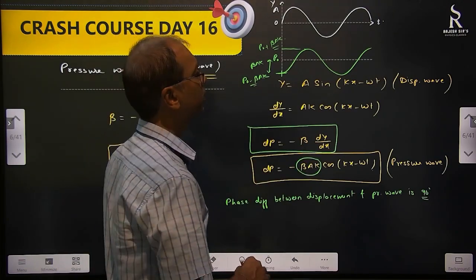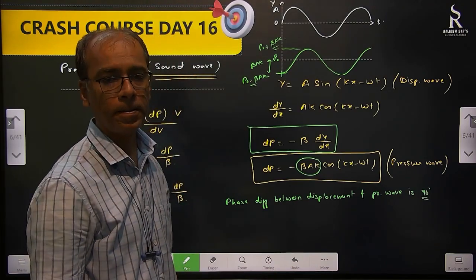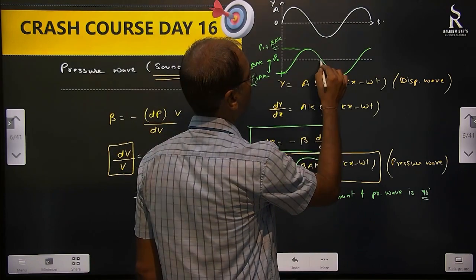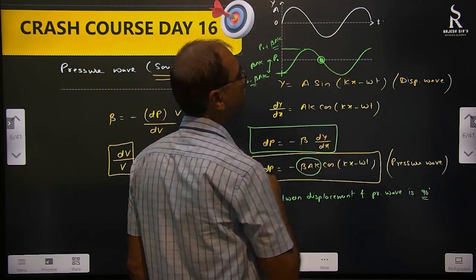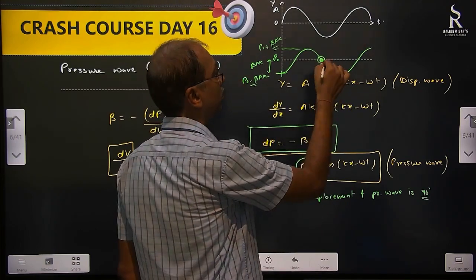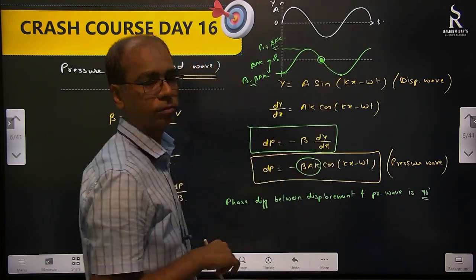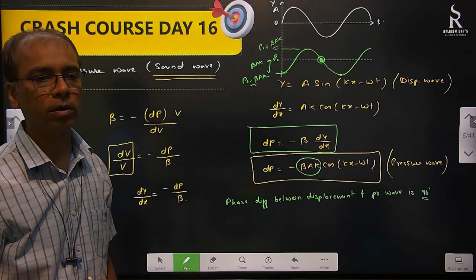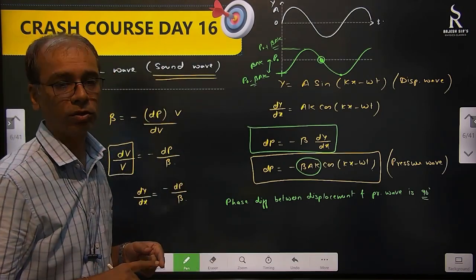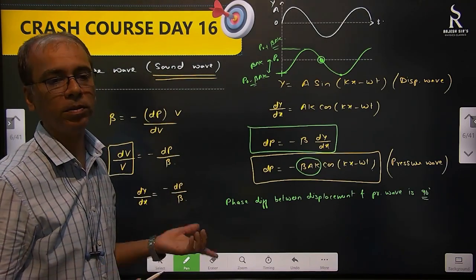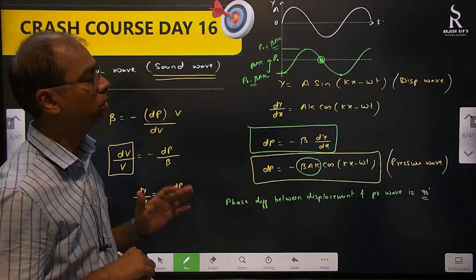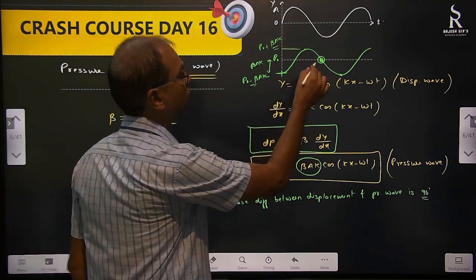So in this one, where is pressure maximum? Where dy by dx is maximum. I can see that here only dy by dx is maximum, because here dy by dx becomes 0. Slope is 0 here. Here only it is maximum, and it's negative also. So pressure will be maximum at that point. That is how we have to see that.